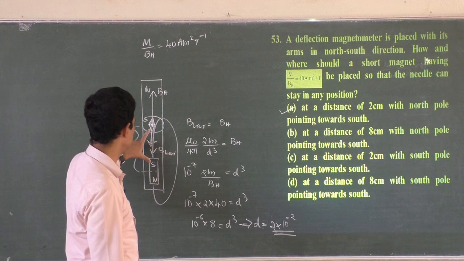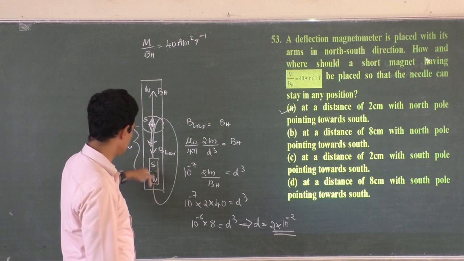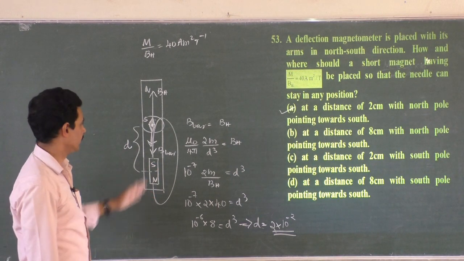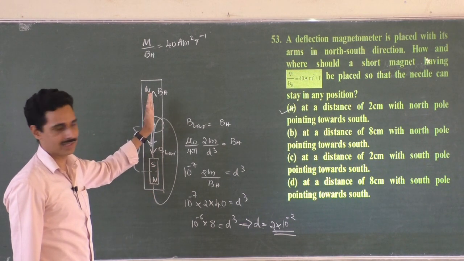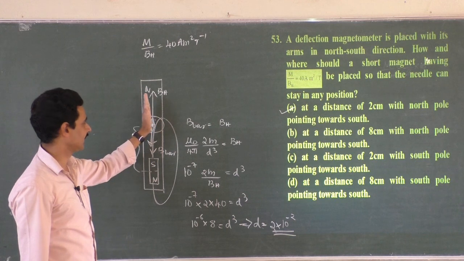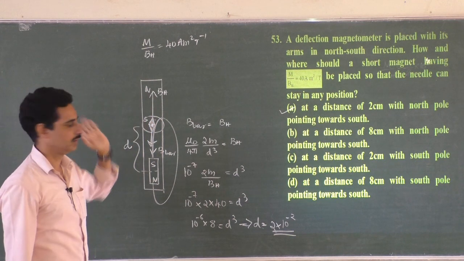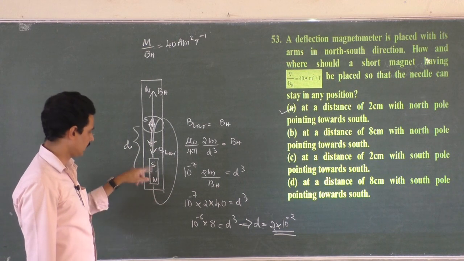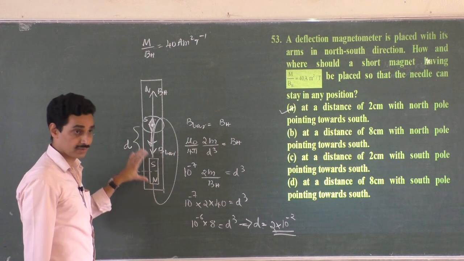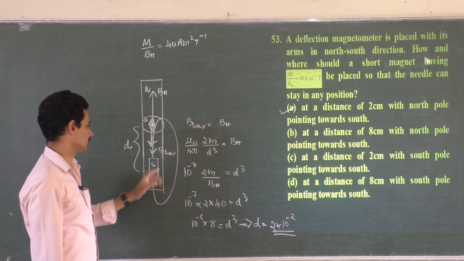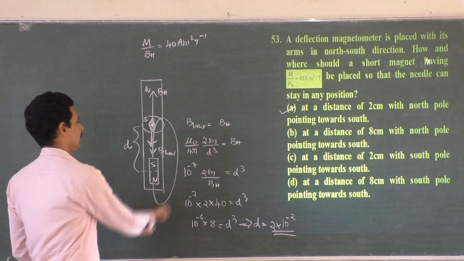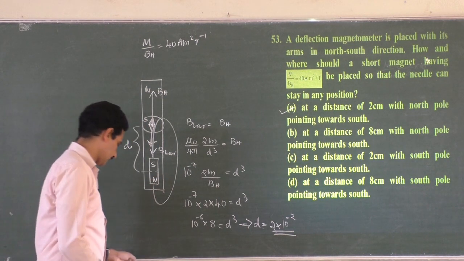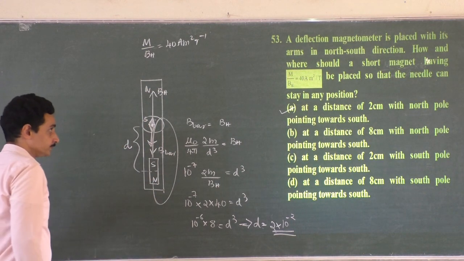At a distance of 2 centimeter, north pole pointing towards south, you have to keep the bar magnet. So that's how. And this is a reference for us to see the direction, because the magnetic needle is standing like this, so it is pointing towards north. And the remaining, of course, this is south. So now north should be south. The north pole of the bar magnet should be pointing towards south, and south pole should be pointing towards north. So that's how we have to keep it, so that the magnetic field of this bar magnet will cancel BH, right? Option A, right?